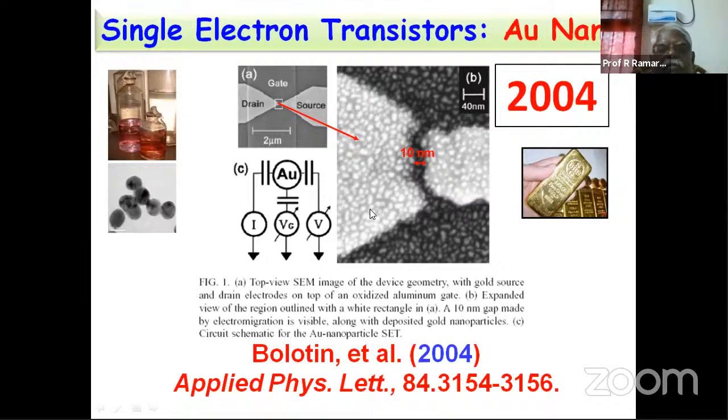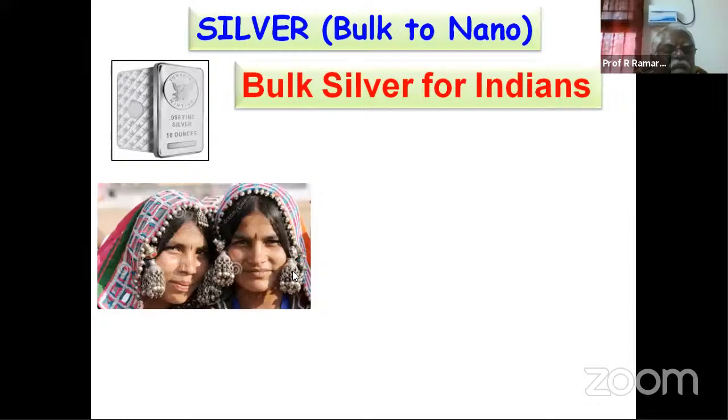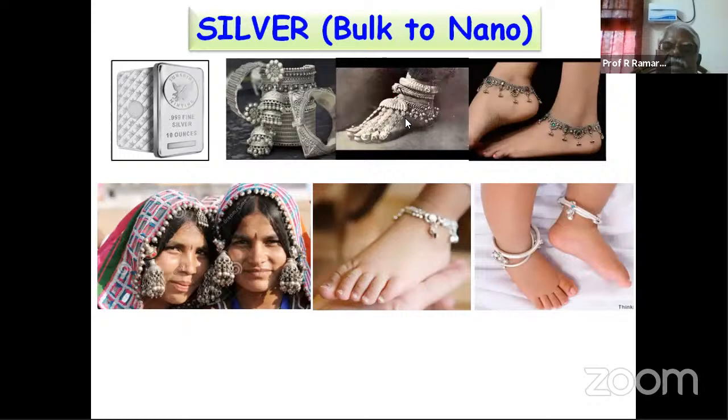Okay, now let us get into silver. So far, it is mostly useful in catalysis, sensor, electronics, and so on. But look at the white metal silver, the bulk silver, for Indians. Even today, there are people who wear silver ornaments all over their face, and even on the legs, they cover the total legs with silver. Of course, you young people, now we are in the 21st century, so we wear it smaller.